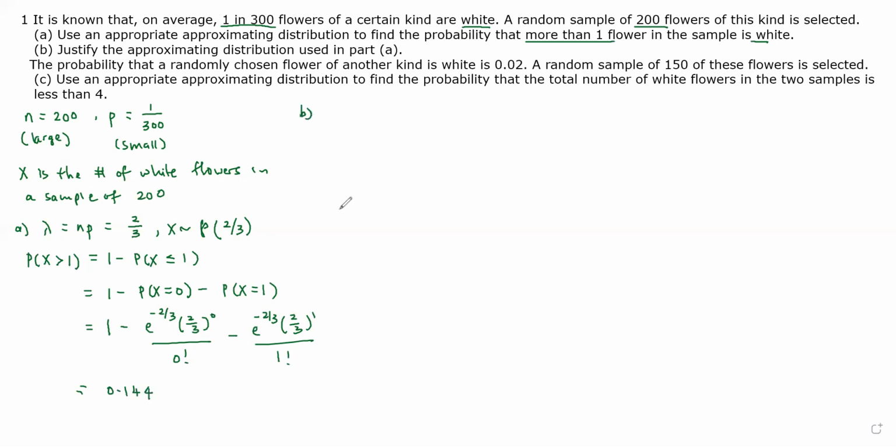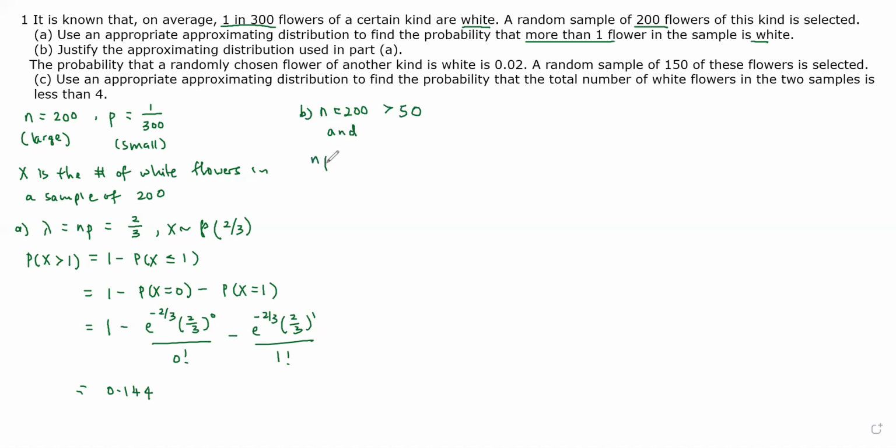Part B: justify the approximating distribution used in part A. To justify the approximating distribution, it is insufficient to say that n is large and p is small. Large, how large is large? For Poisson approximation to the binomial, n is 200, which is greater than 50. We consider 50 to be large for Poisson approximation to the binomial.